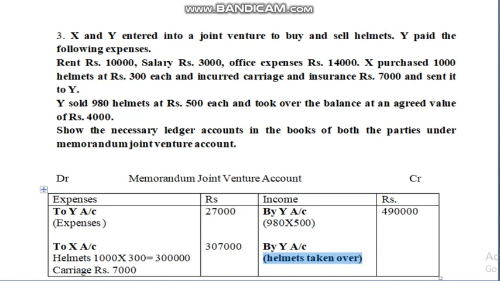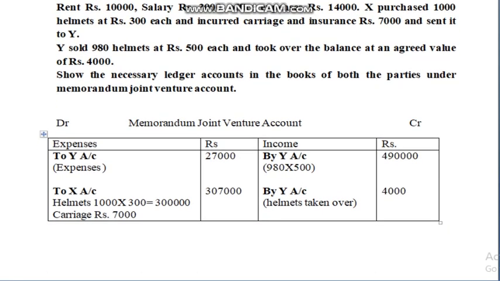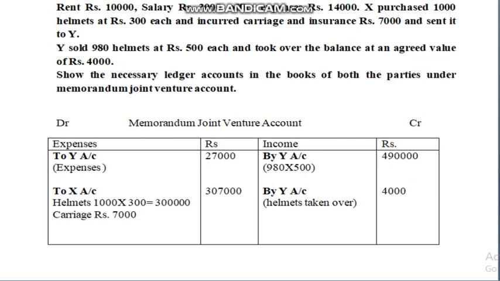Helmets taken over at a cost of rupees 4,000. Now all the transactions were over. Now make balance of memorandum joint venture account. So credit side is more than debit side.